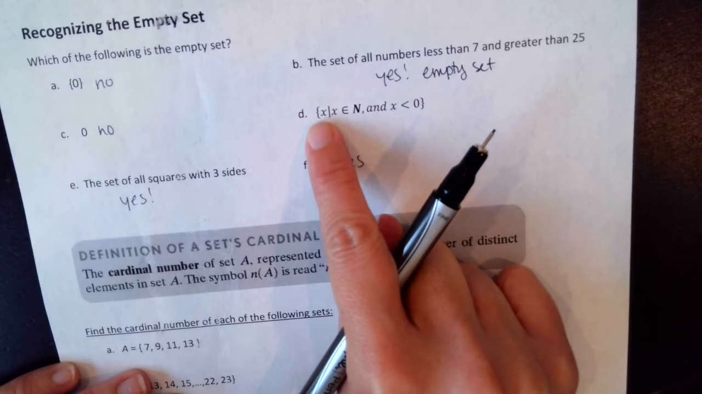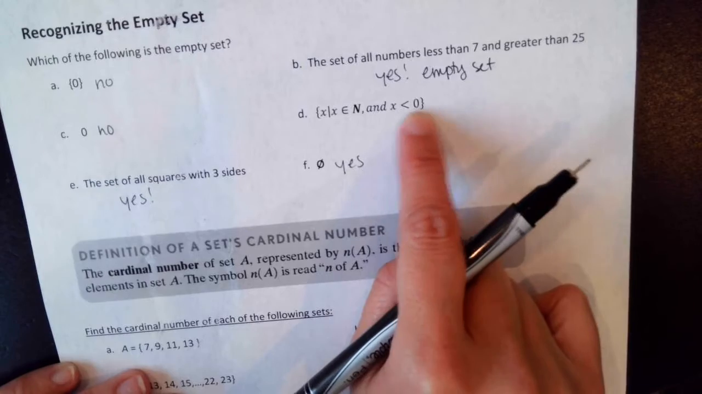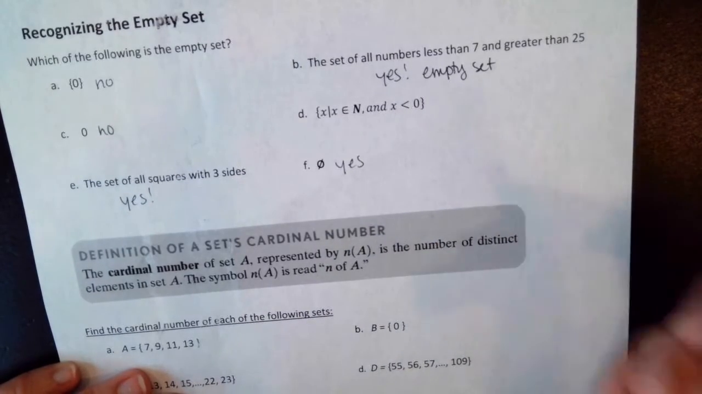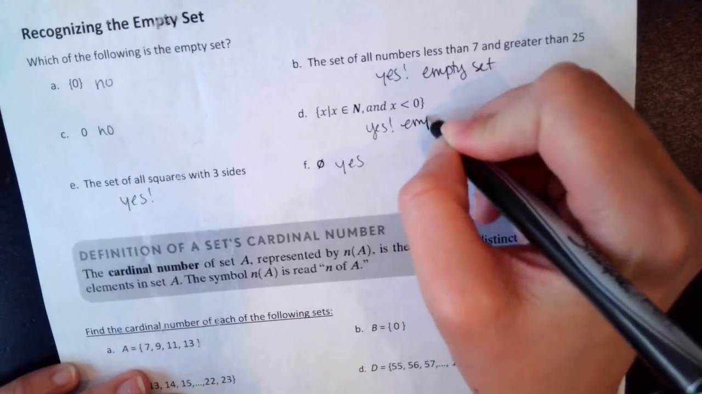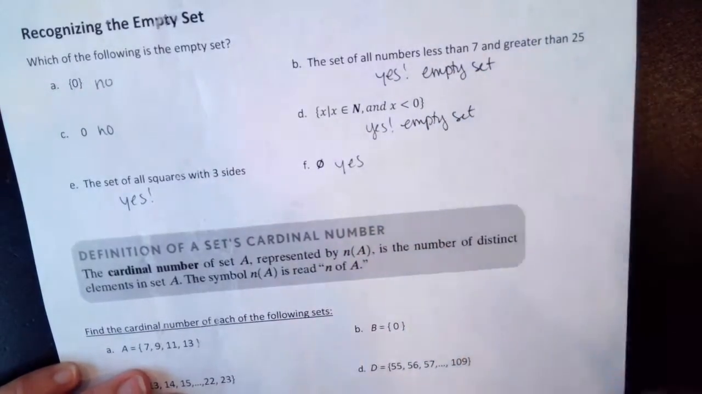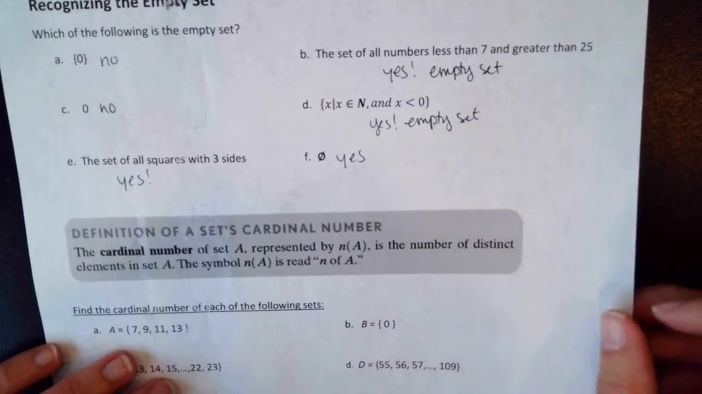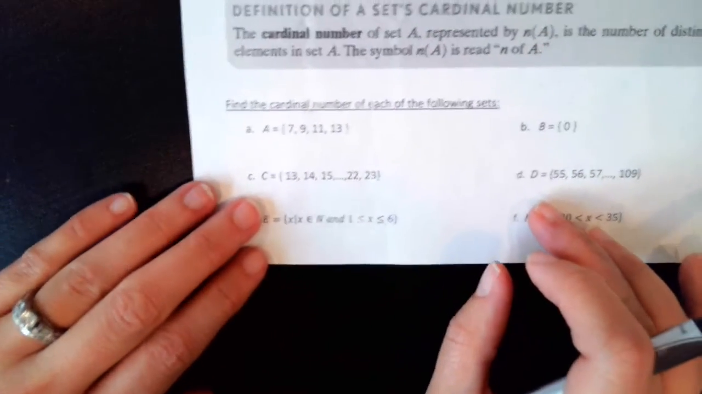Okay, and let's look at this one. This is a set of x's where we have natural numbers and all my numbers are less than 0. So if you think back to natural numbers, are any of them smaller than 0? They're not. So this is also an empty set. So on your homework, it's just a yes or no for empty sets. Okay, we're almost done, you guys. Keep going.